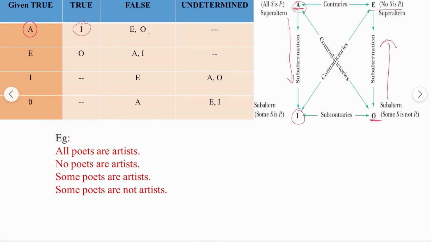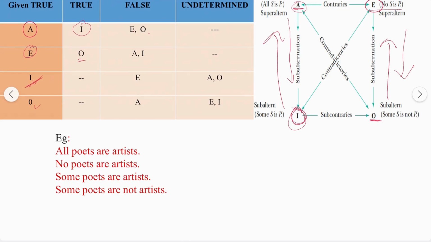Now let's move to the next point, where we have the E proposition true. Let's suppose this is given as true: no poets are artists. In that case, the O proposition will be true. Again, truth flows downwards, so the O proposition is true. And if E is true, its contradictory, the I proposition, will be false. So falsity follows upwards, meaning that the A proposition will also be false. Similarly, it is the same in the other two cases. Let's just see it once.